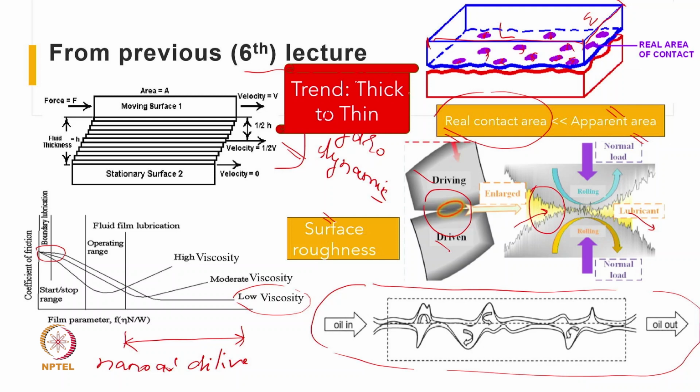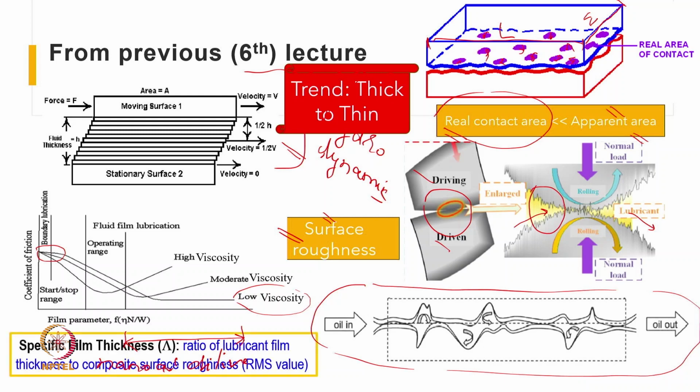So the recent trend is shifting from thick lubrication to thin lubrication, where the surface roughness has to be accounted for appropriately to get the right results. To understand that, we will introduce a new parameter, which we call the specific film thickness, accounting for the surface roughness. It is given as H minimum divided by the composite surface roughness, that means the RMS of surface A and RMS of surface B. This same parameter was defined in the first lecture, and in the previous or sixth lecture we also defined this parameter, the specific film thickness, and that specific film thickness really divides the lubrication regime.